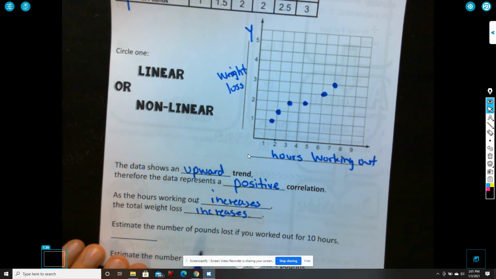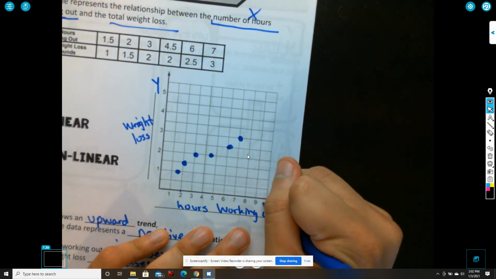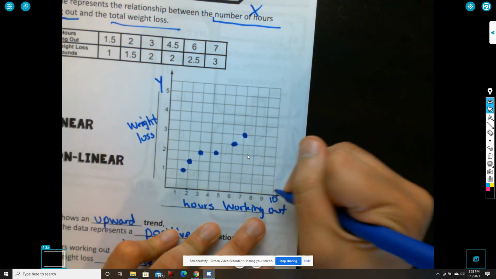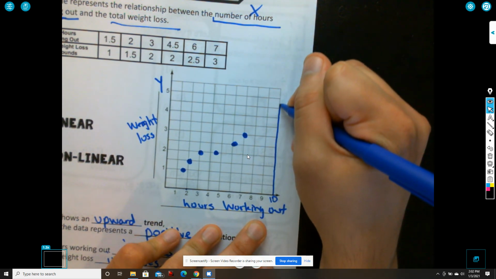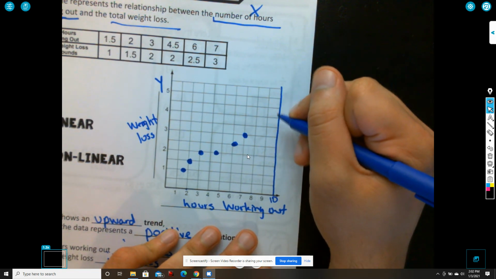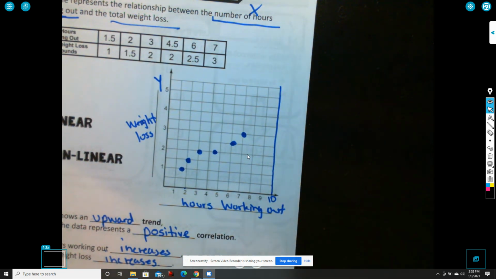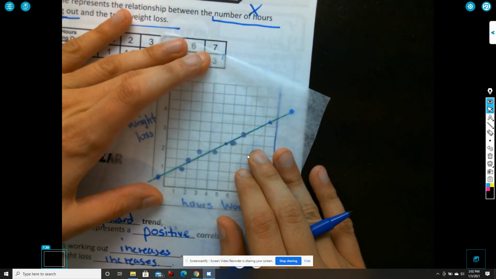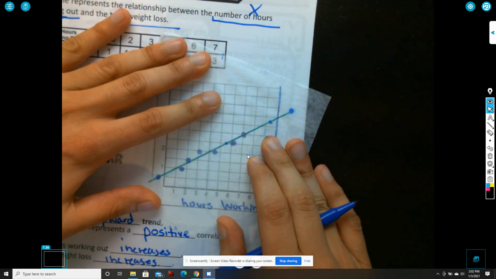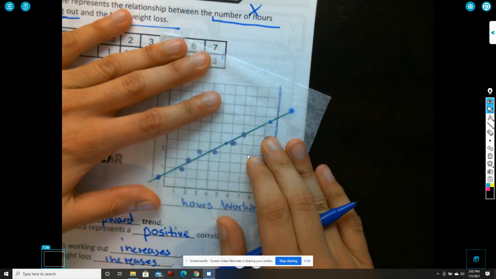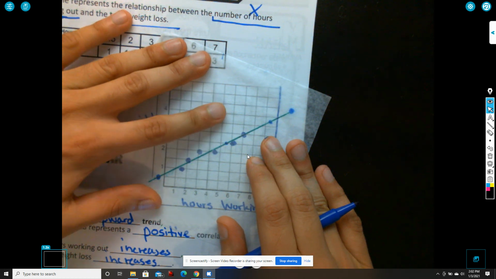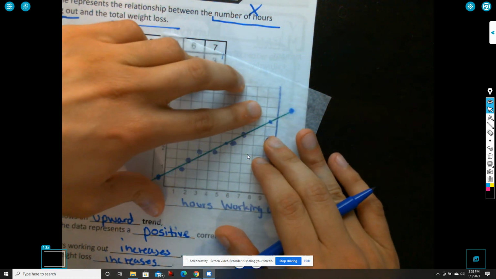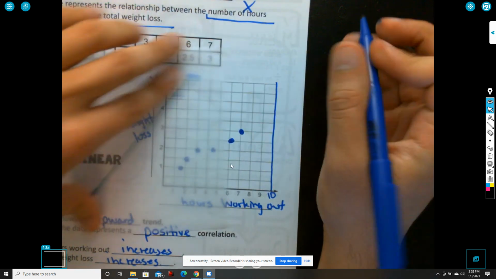All right, so it says estimate the number of pounds lost if you worked out for 10 hours. So we're going to estimate for 10 hours. So that means 10 is right here. We want to find out where the coordinate point is going to land on this line right here. So it's going to be somewhere up in this general area. We're going to get our patty paper with a straight line. Find a middle ground, about right there. Remember, we're not connecting dots, we're just finding right in the middle. So I would say about right here. It would come right here.